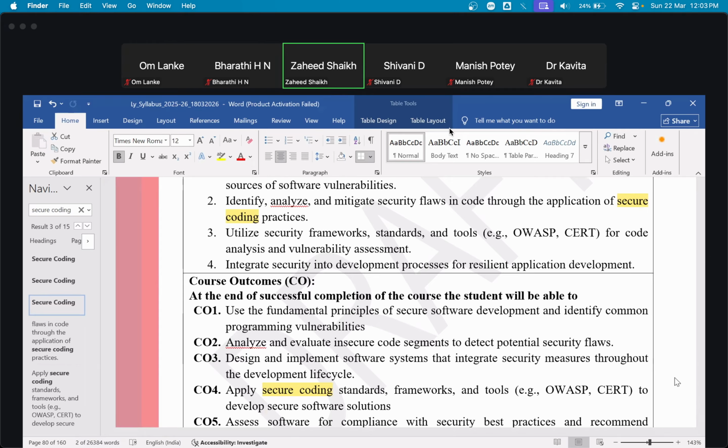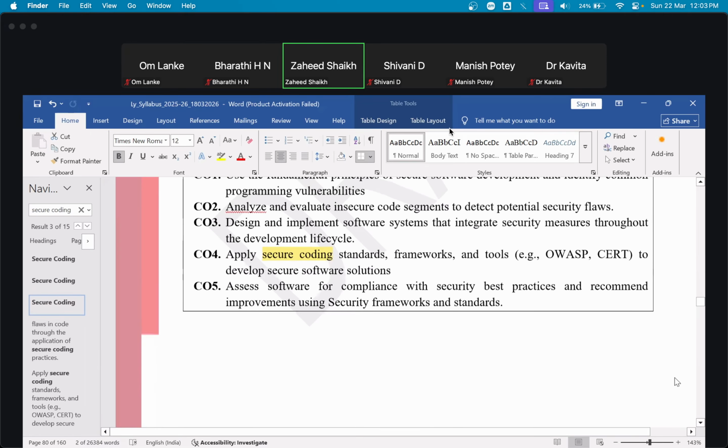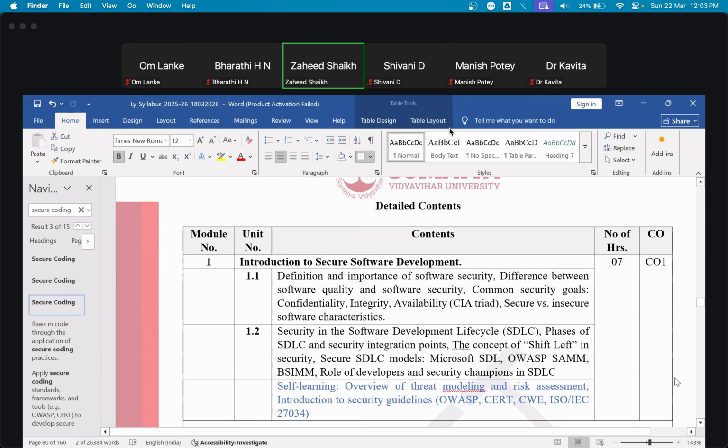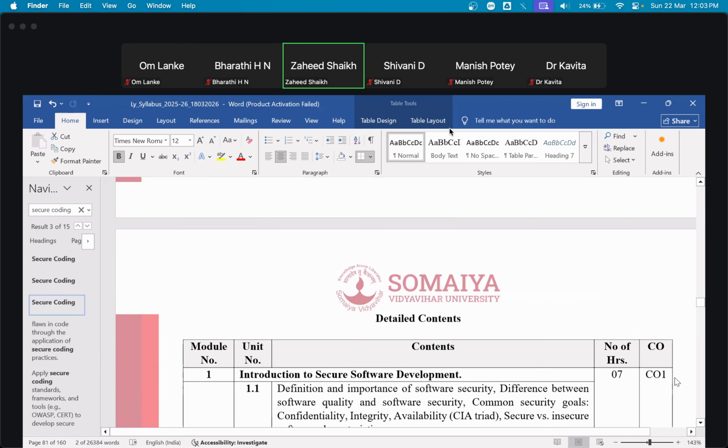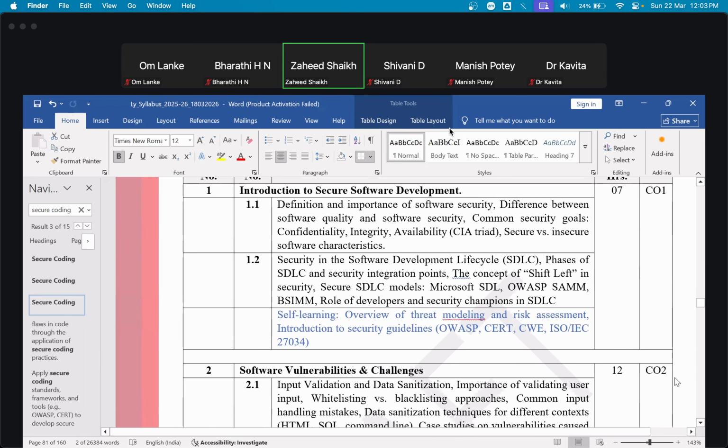So what we refer to as secure SDLC, the secure software development lifecycle. We'll be learning that through module number 1, introduction to secure software development. As you can see here, what is software security? What is program security? What goes into that? What are the common goals associated with CIA? How do we ensure CIA goes into my programming aspect? How do we distinguish between a secure and an insecure software or tool as such?